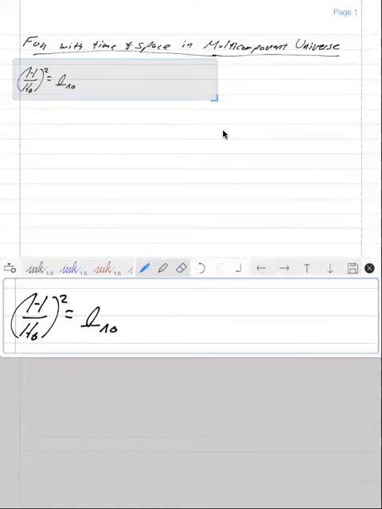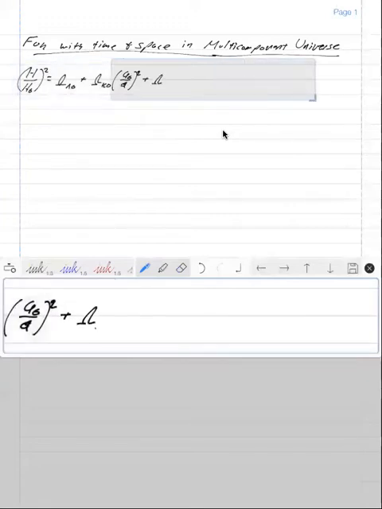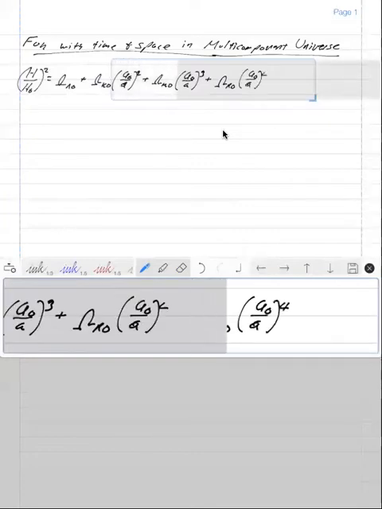For a quick summary, let's recall that the Friedmann equation can be written as the Hubble parameter divided by H naught, and let's actually put the square outside, is equal to omega lambda 0 plus omega k0 times a0 over a squared plus omega matter 0 times a0 over a cubed plus omega radiation 0 times a0 over a to the fourth.